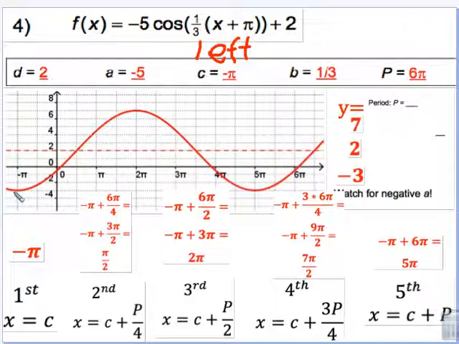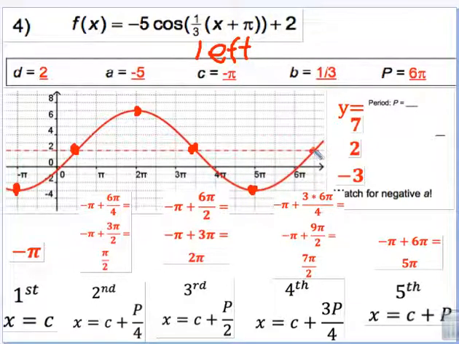So with this one, your first point is going to end up being down here. Second point is at the sinusoidal line. Third point is up here. Fourth point is back to the sinusoid. And then the last point is down here.